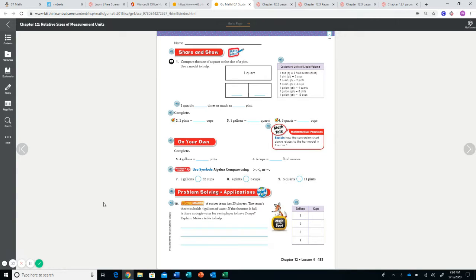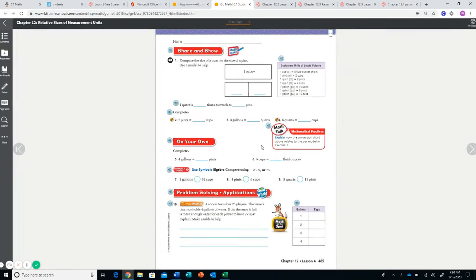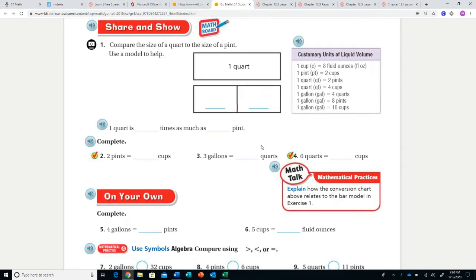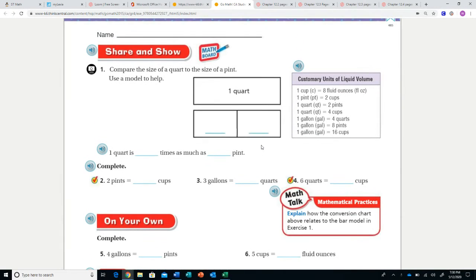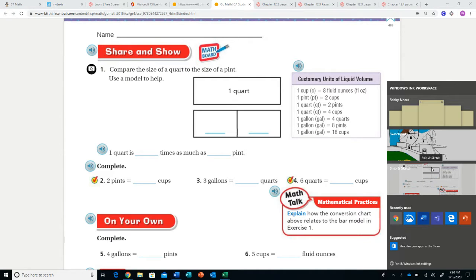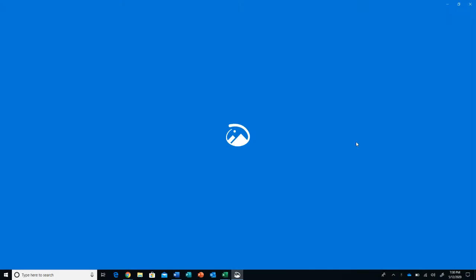Hi guys. So we're continuing chapter 12 lesson 4 starting on page 485, and this is the video that will help you with the actual problem solving. So I'm going to do a quick snip and sketch here of the first 6 problems, and we will take a look at what we're being asked to do.